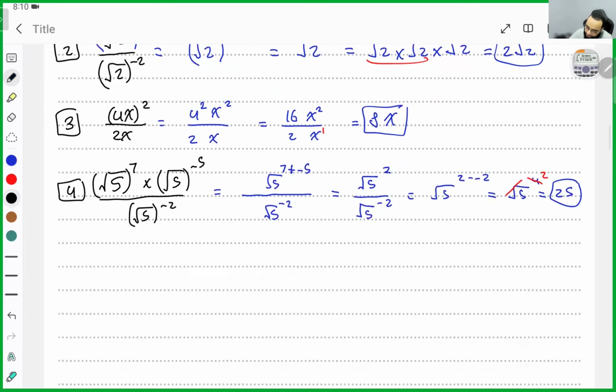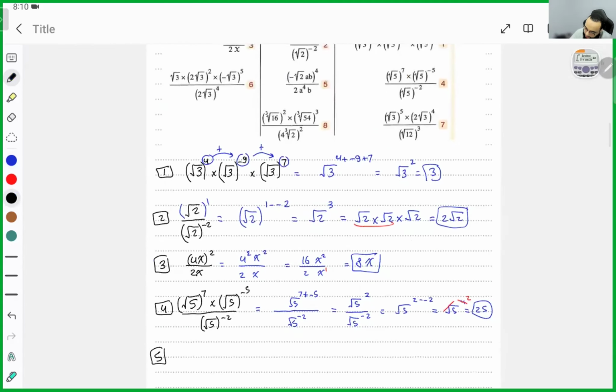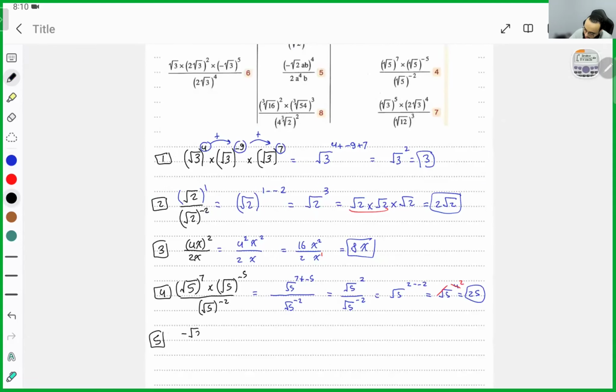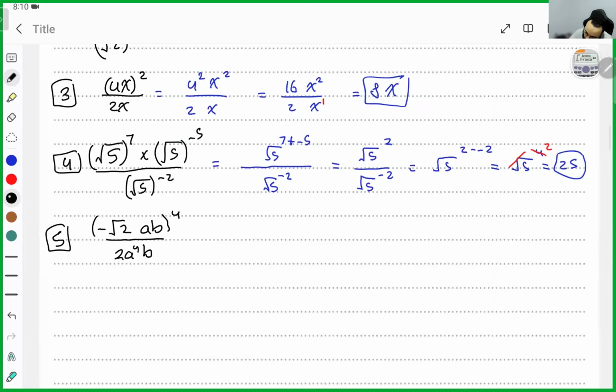Solve the next. Number 5, negative square root 2, AB power 4 over 2A power 4B. Okay. So the bar above the bracket is for which one? This one, this one, this one, or all? All. Then actually the negative will delete because the bar is even.